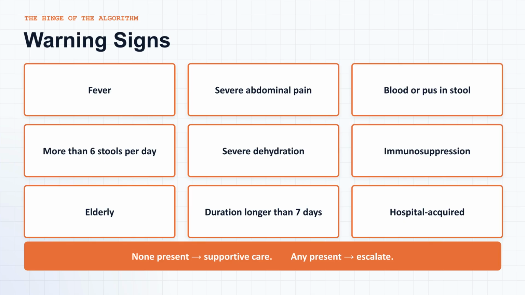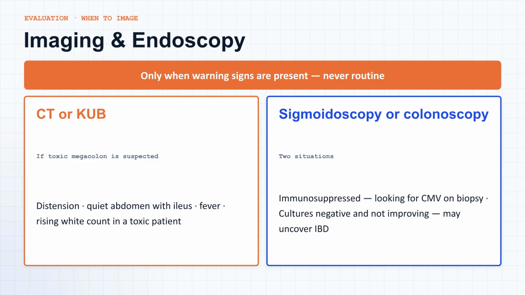Stool studies, imaging if indicated, and a real conversation about antibiotics. Count Marcus: fever, blood, more than 6 stools a day, and dehydration. So Marcus moves on to the escalated pathway, and that is exactly where we go next. Imaging and endoscopy are not routine. Consider them only when warning signs are present.